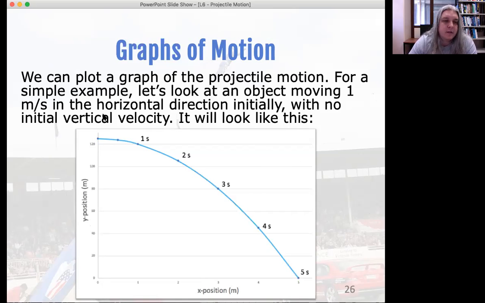are very different. The y position is actually starting at 120-something meters, probably 125 based on the scale, and it's ending at 0 meters in the vertical direction. But the x direction is only going from 0 to 5, so it's not actually traveling very far horizontally.